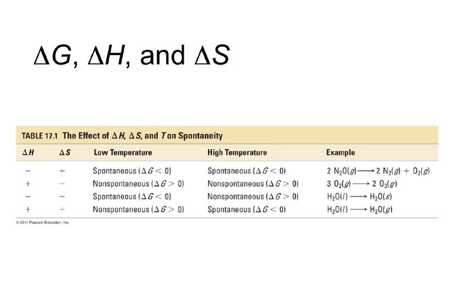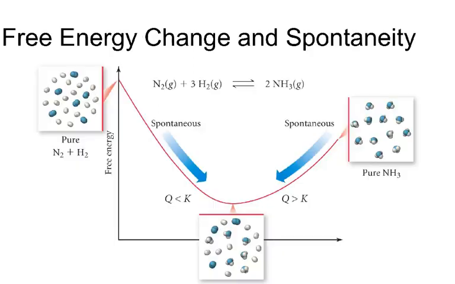Here's a table showing what I just talked through, table 17.1 in your book. So we have the always spontaneous, the never spontaneous, I checked the wrong one off, and the ones that are temperature dependent down here at the bottom.